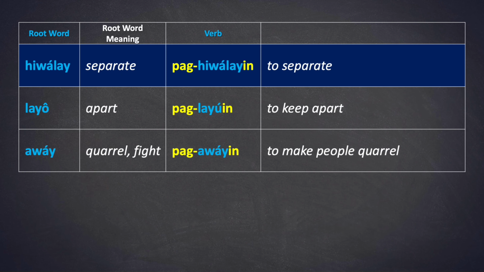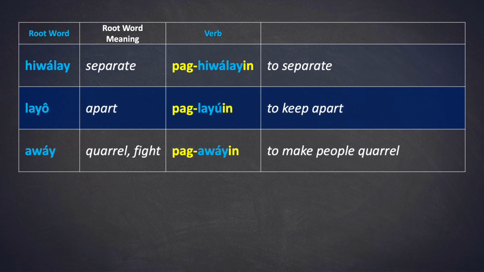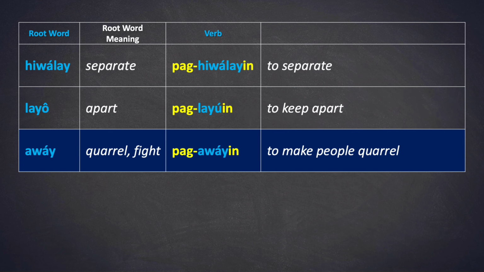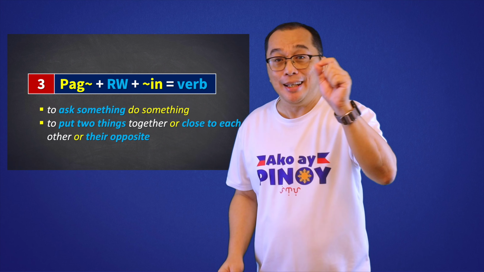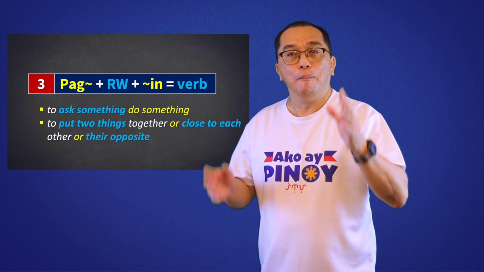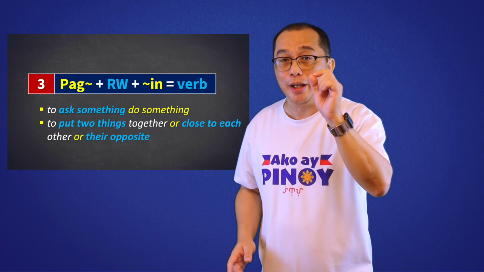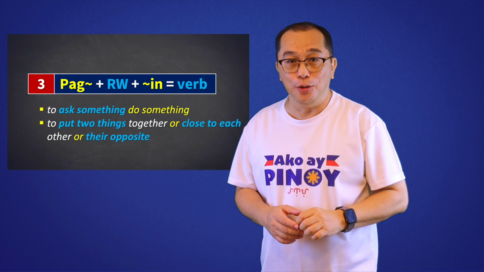Hiwalay, separate. Paghiwalayin, to separate. Layo, apart. Paglayuin, to keep apart. Away, quarrel or fight. Pag-awayin, to make people quarrel. Ayos ba? Creating verbs from pag and in are very straightforward. But more importantly, I hope you're getting a sense of the cultural nuance.